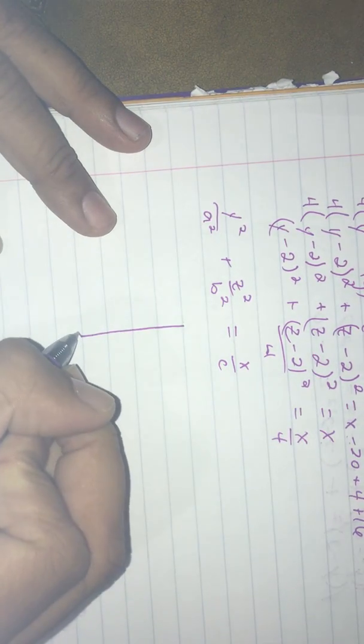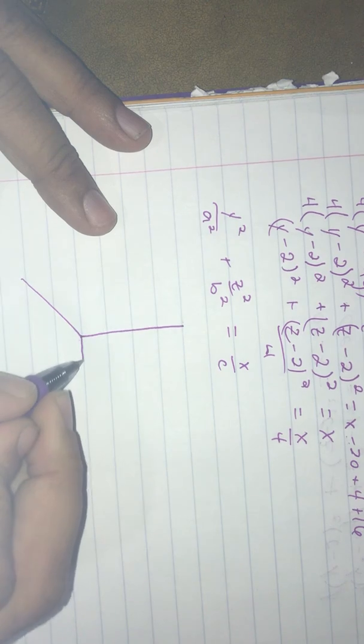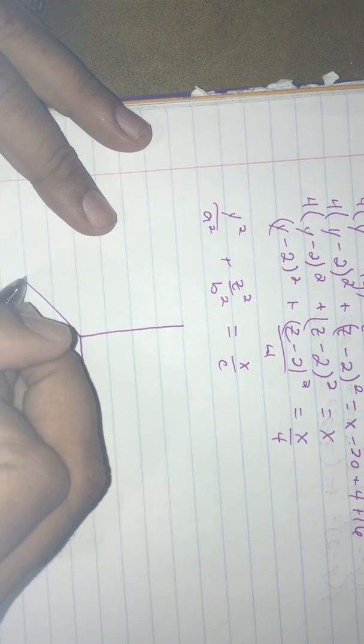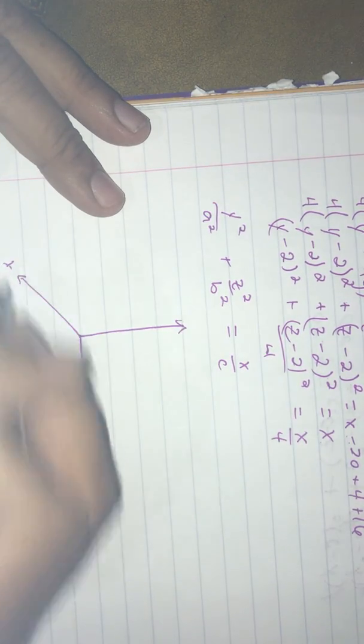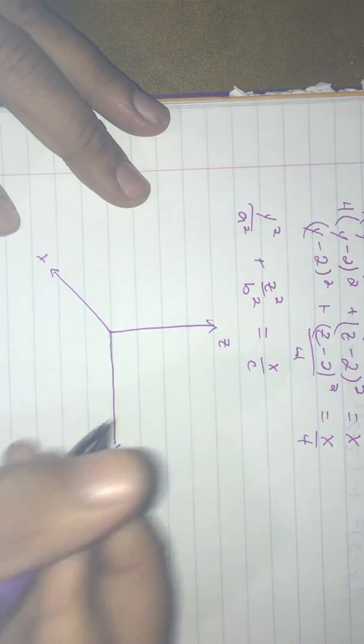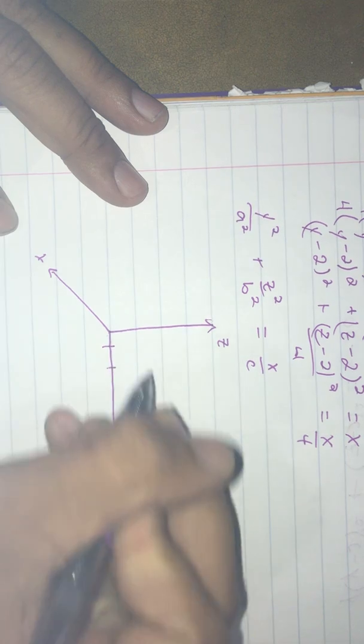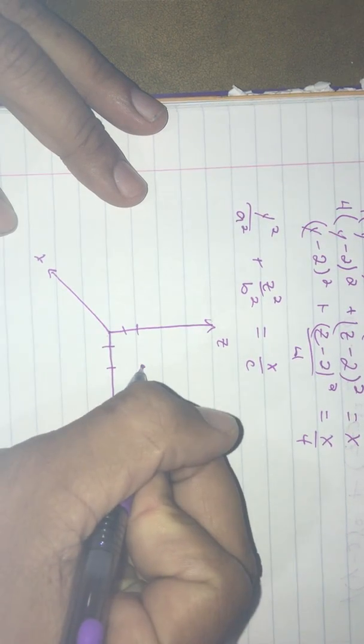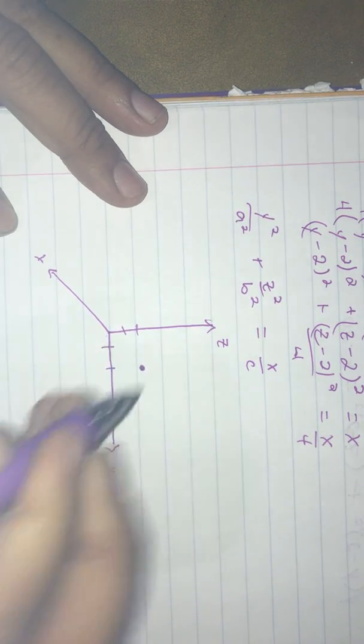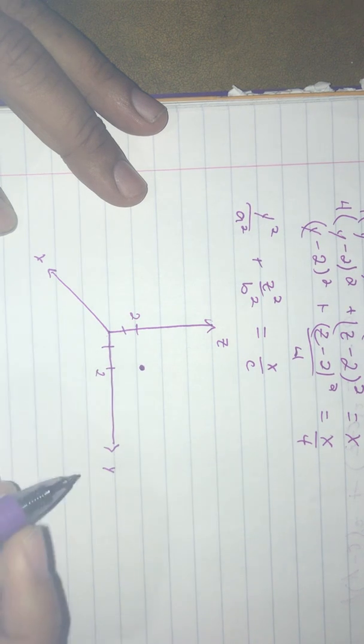So we're going to draw our 3D plane. Isn't that pretty? We've got x, y, z. Make sure you label that. Your teacher will take off points. And then we're going to go 1, 2, 1, 2. Our vertex is at 2, 2 in the positive direction.